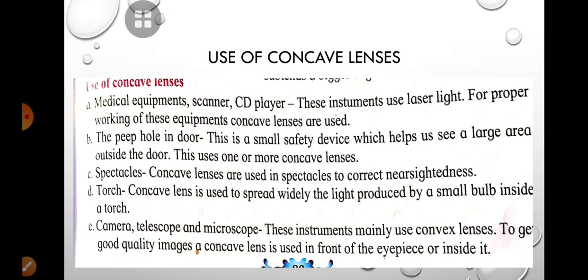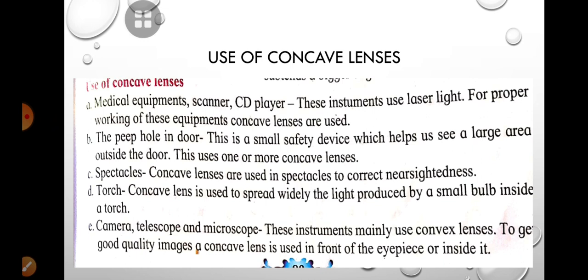So, uses of concave lens. Medical equipment, scanner, CD player. These instruments use laser light. For proper working of these equipments, concave lenses are used. The peephole in a door. This is a small safety device which helps us to see a larger area outside the door, and this uses one or more concave lenses.